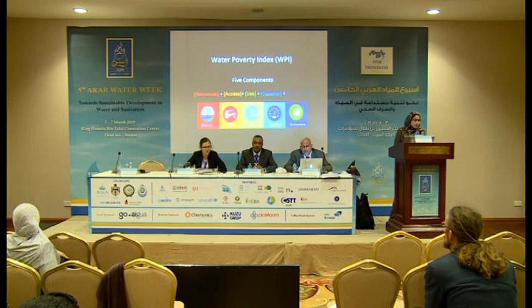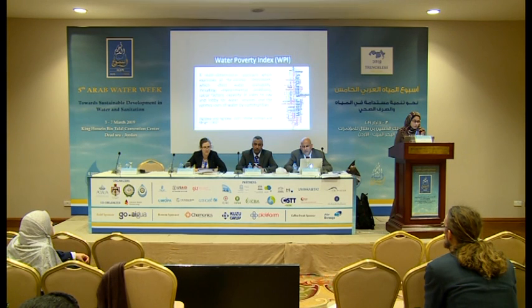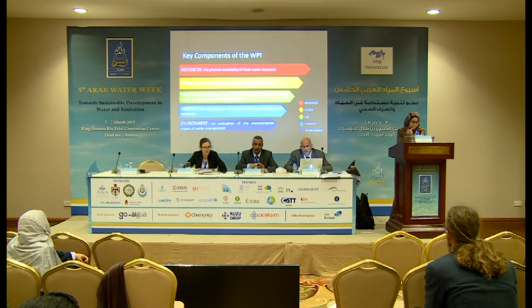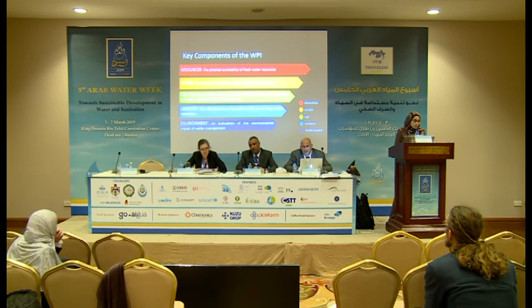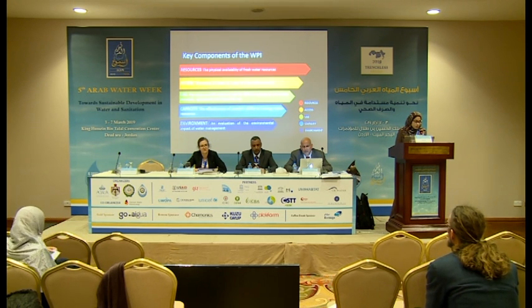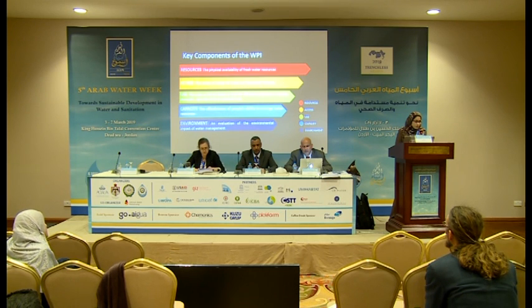This index consists of 5 components, which are resource, access, use, capacity, and environment. Resource refers to the physical availability of freshwater resources, and access is the extent of access to water and sanitation service. Use is the way in which the water is used for different purposes, including domestic, agriculture, and industrial use. Capacity is the effectiveness of people's ability to manage the water resources. And environment is the evaluation of the environmental impact of water resources.